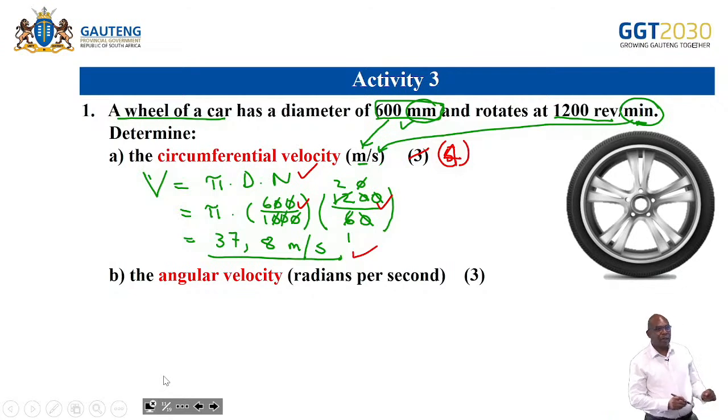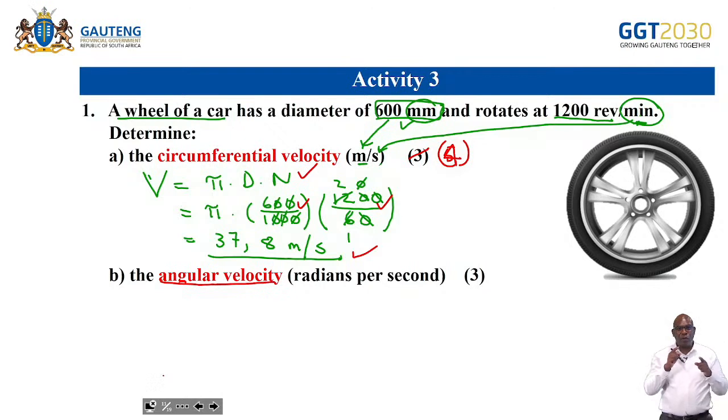Okay, right. Let's see what you have done with the angular velocities. With the angular velocity, as I said, the answer must be in radians per second. Here we are given revs per minute. So what should we do there? We must change that to seconds.